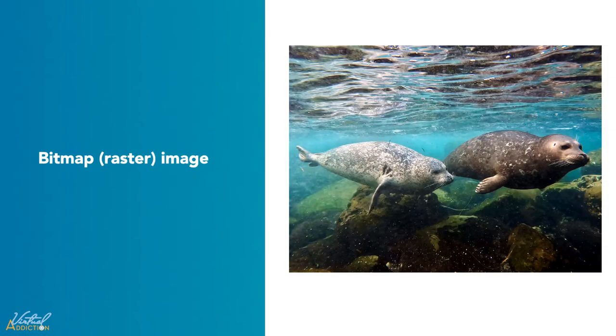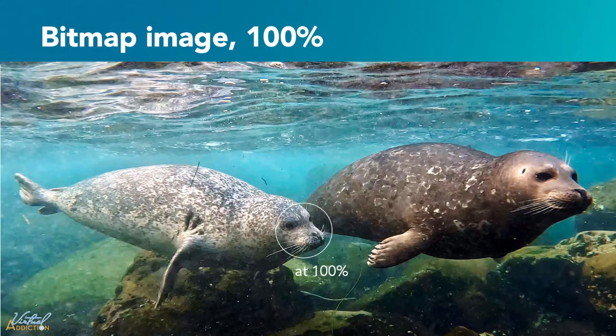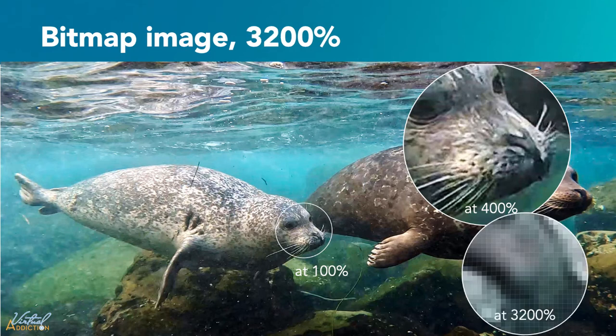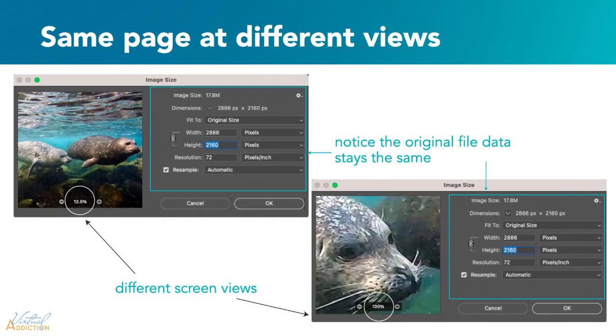Let's take a look at a raster image. This is the image displayed at 100%. Here I've zoomed in to 400%, and finally at 3,200%. As you can see, as we increase the zoom value, we start to see the pixels, and the image becomes less clear and crisp.